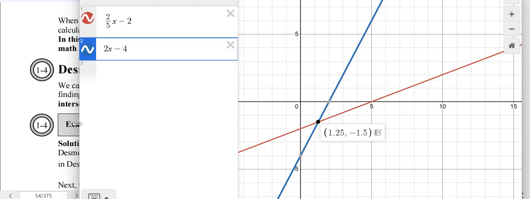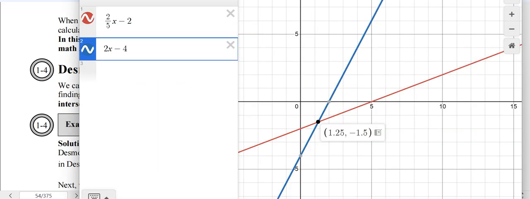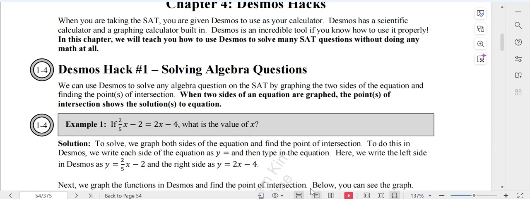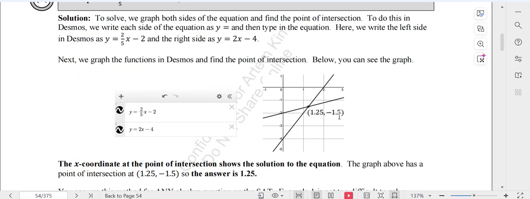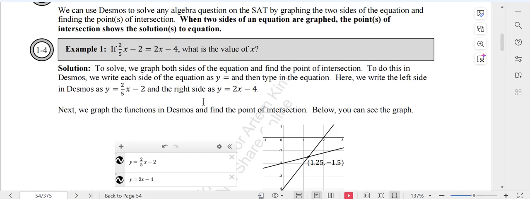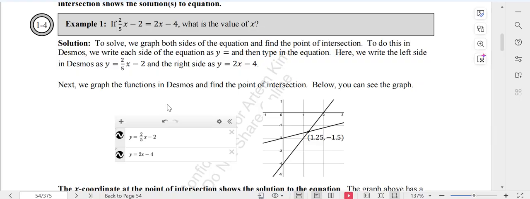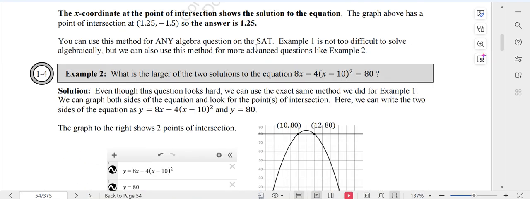So the question asks us for the x value. So the x value is just 1.25. The correct answer is 1.25. You will see this kind of question on your SAT. Its difficulty level is easy, but you can also use this for more difficult or advanced questions.